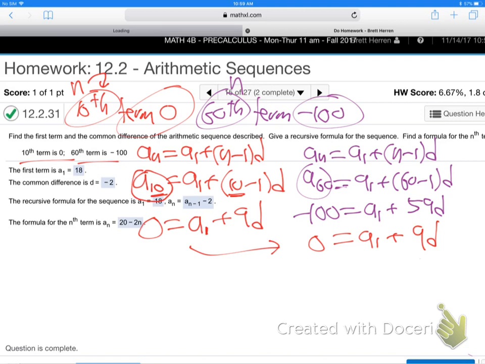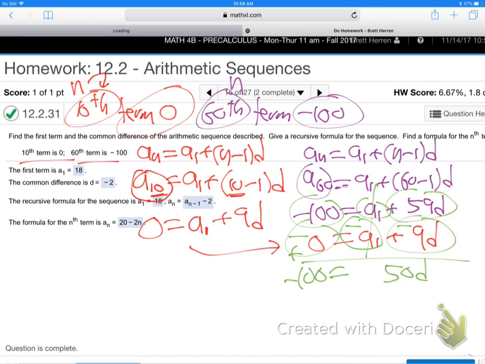Now remember the easy way to solve these? Make the bottom one negative, or the top one. It doesn't really matter which one. Just run a negative sign through one of them, and then add them up. So negative 100 and negative 0 is just negative 100. A1 and negative A1 cancels. That's why that works so nicely. You drop out a letter. And then 59d minus 9d is 50d, because that's a minus now, because I did negative on that bottom equation, right? So 59 minus 9 is 50. And now I can solve that for d. Divide by 50. d is minus 2.